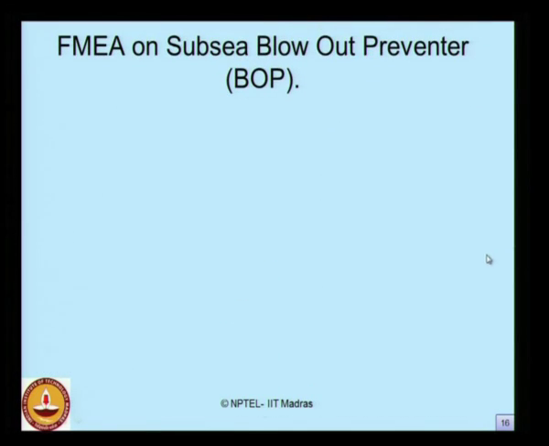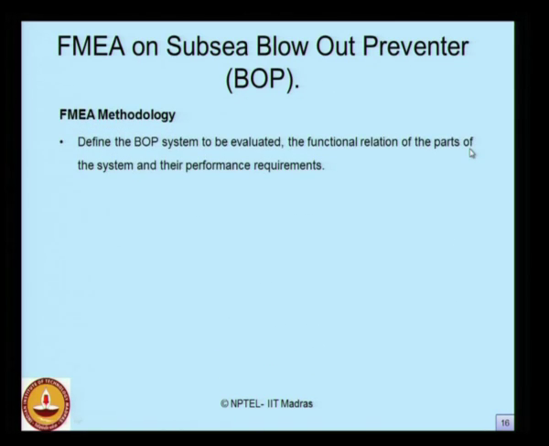You can also do another case study by explaining what we call failure mode and effect analysis on a subsea blowout preventer. FMEA methodology basically defines the BOP system to be evaluated, the functional relation of the components of the system and their performance requirements. Then, based on this definition and the functional relationship, it establishes the level of analysis.